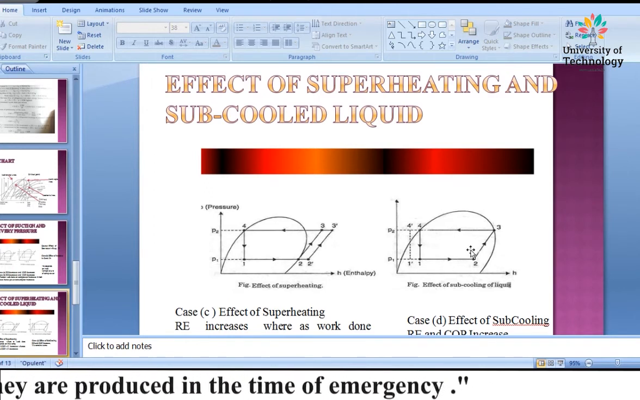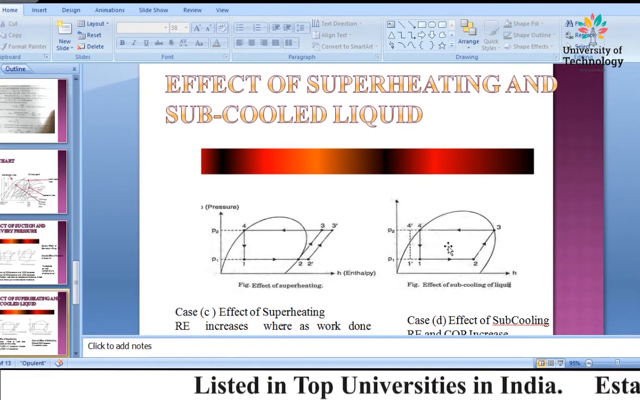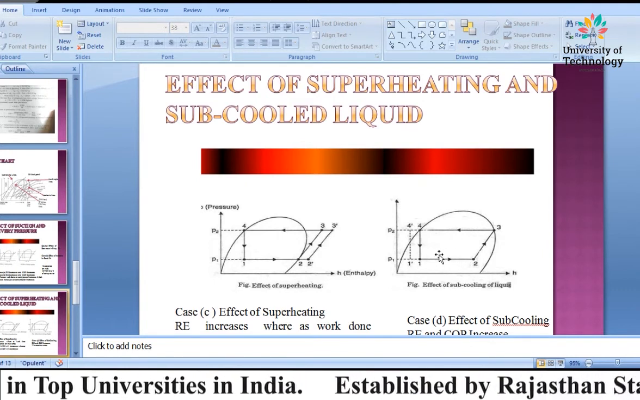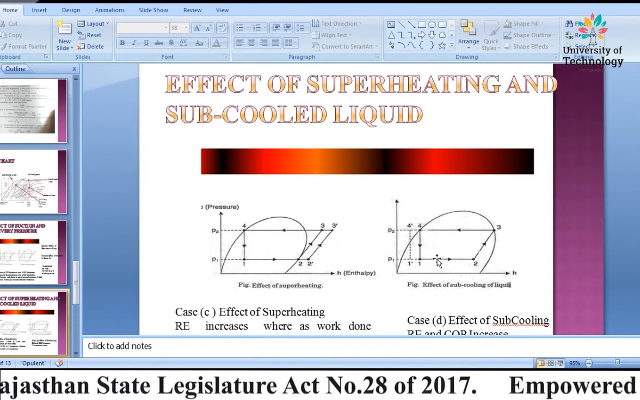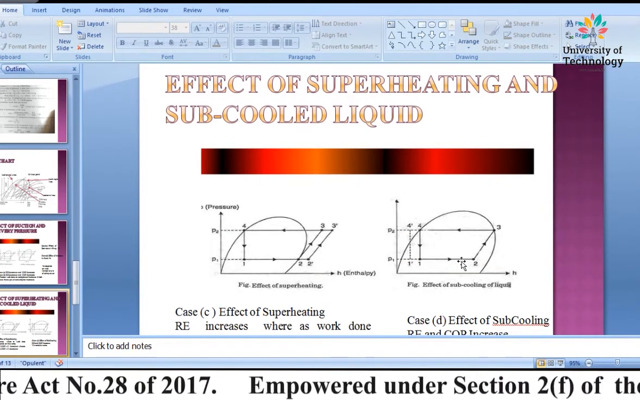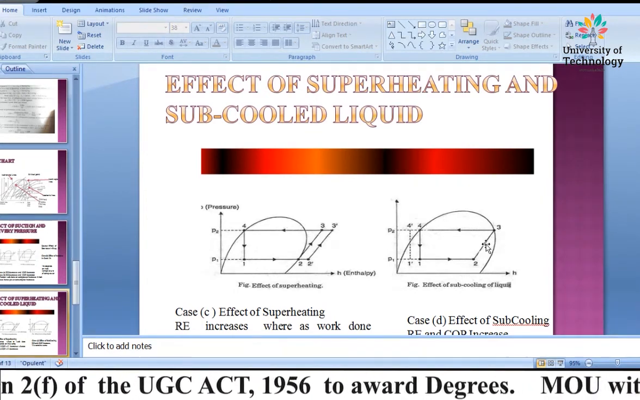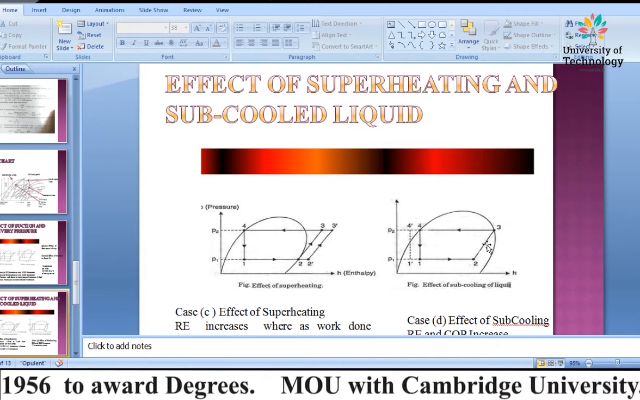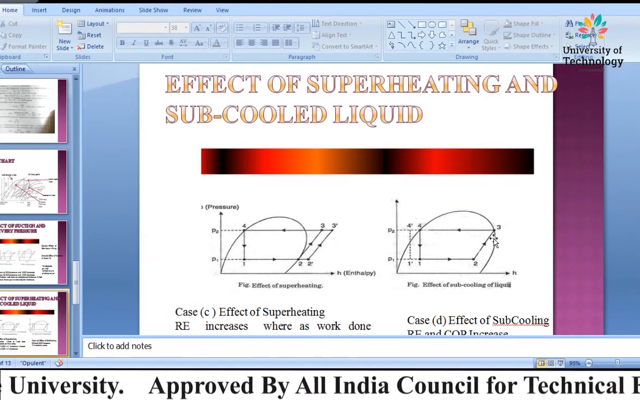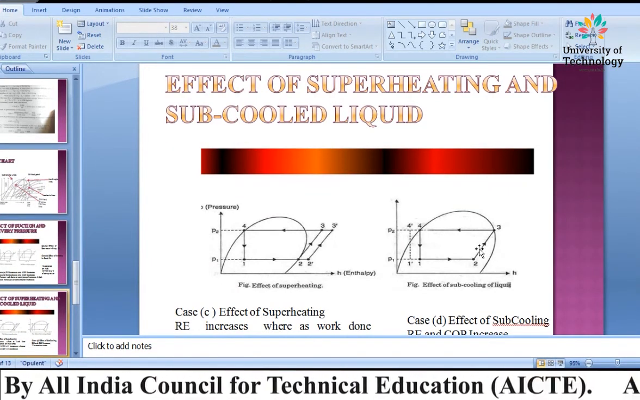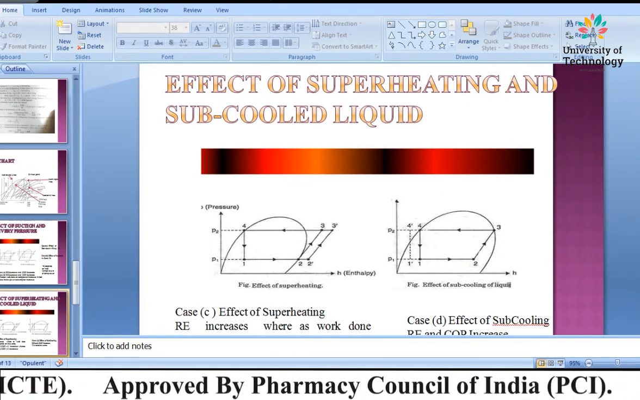So if we want the same cooling as compared to the initial condition, the mass of refrigerant flowing through the evaporator is reduced. So a reduced mass needs to flow through the compressor, and we can reduce the size of the compressor in this case. If the size of the compressor is reduced, the work done on the compressor is reduced.